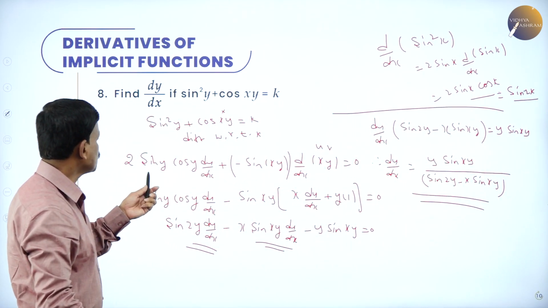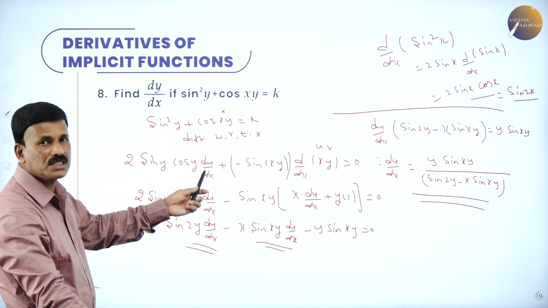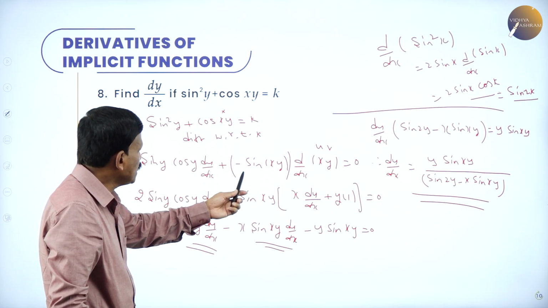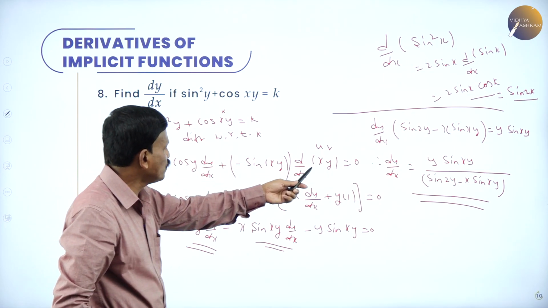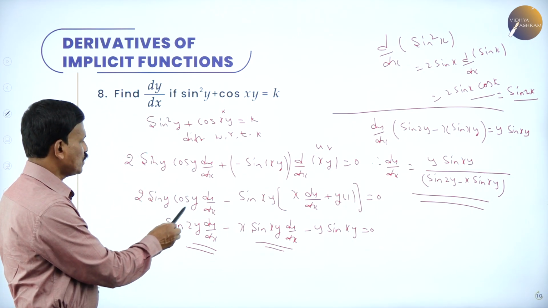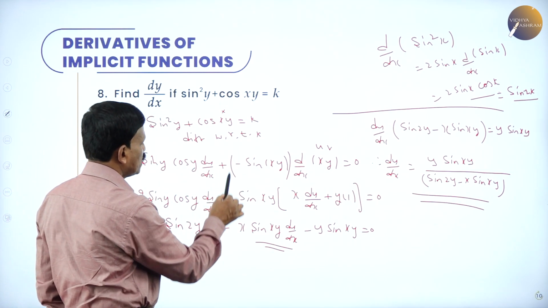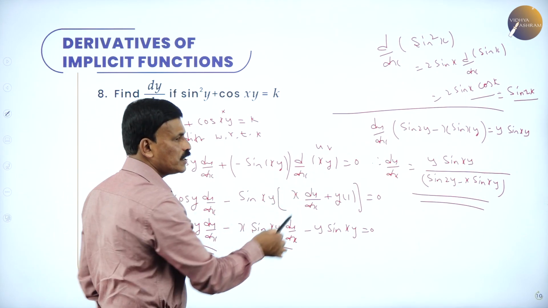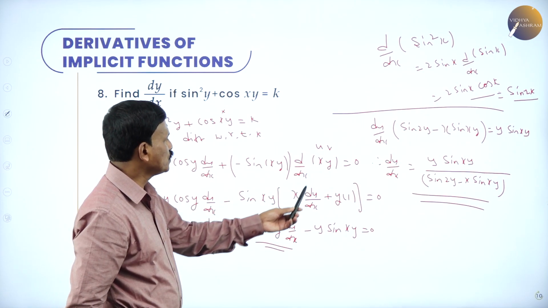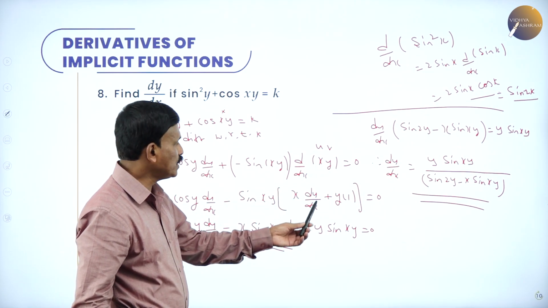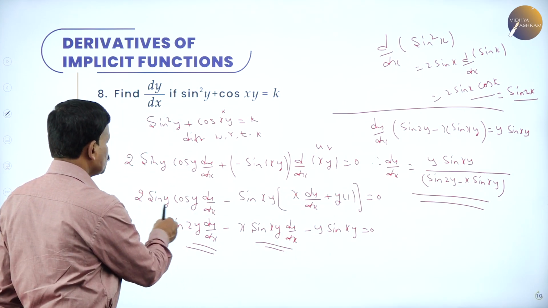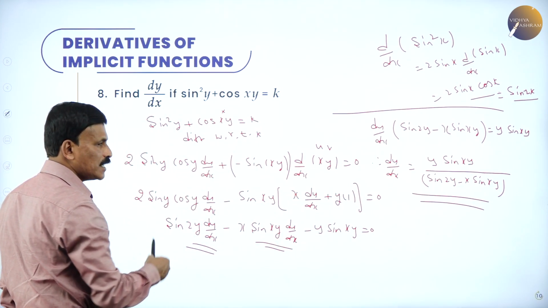Same type, 2 sin y into differentiation of sin y is cos y dy by dx, and this is cos. Derivative of cos is minus sin xy into d by dx of xy is equal to k constant 0. Now 2 sin y cos y as it is. Again this is minus into plus minus sin xy. You can apply the product rule for this because there are two variables x and y. So first function into differentiation of y is dy by dx plus y into differentiation of x is 1. This is 0.